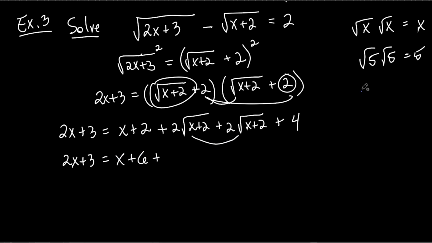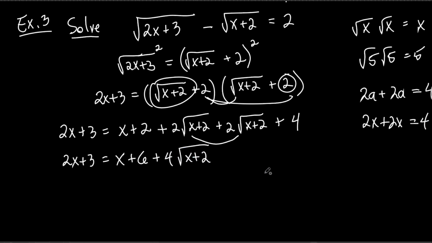Well, let's go back in time again. What's 2a plus 2a? 2 apples plus 2 apples. What's that? 4 apples. Very good. What's 2x plus 2x? 4x. What's 2 square root of x plus 2 plus 2 square root of x plus 2? 4 square root of x plus 2. Okay? You see that? 2 apples plus 2 apples. Our apple happens to be a square root of x plus 2. All right? We good? All right. So now what we're going to do, let me see what we're going to do here.